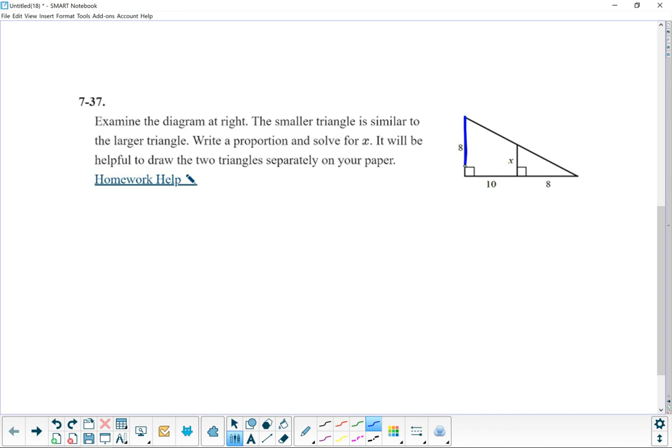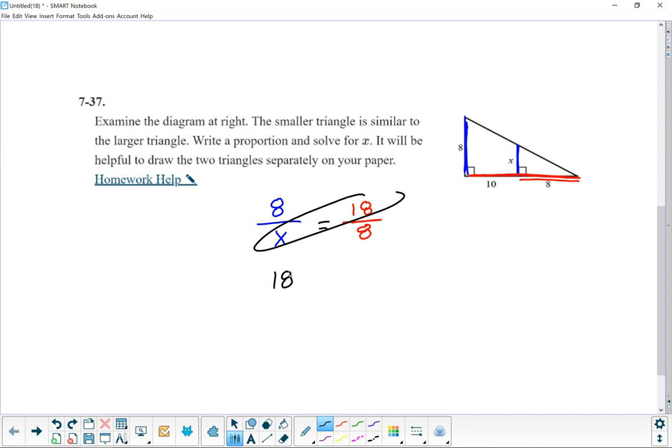So I'm going to go ahead and say 8 and x is the same. So we're going to go 8 over x, and that's going to equal, so 8 is a big triangle, x is a small triangle, right? 10 plus 8, so the big triangle is 18, over, and the small triangle is just 8. So 18 over 8. So 8 is a big triangle, 18 is a big triangle, x is a small triangle, 8 is a small triangle, right? And then we just do a cross multiply.